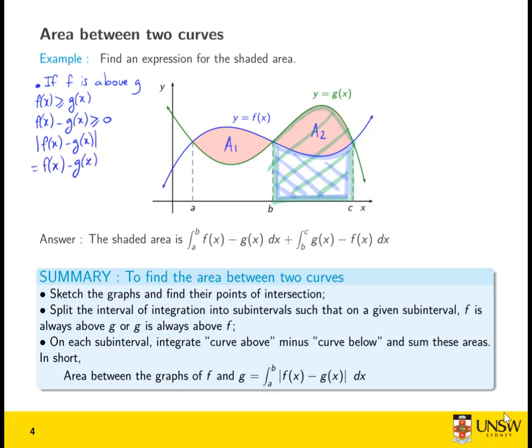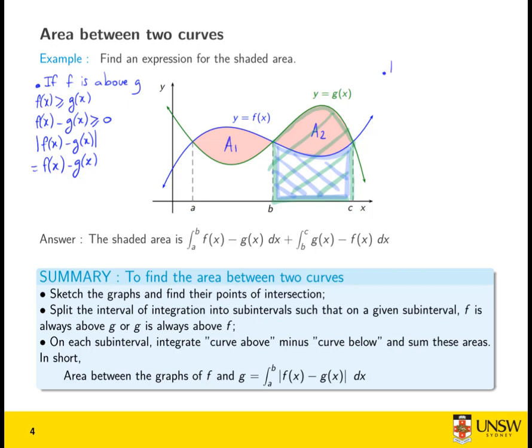So what we see here is that if we integrate the absolute value of f of x minus g of x on an interval where f is above, really we are integrating f of x minus g of x. That's exactly what we wanted.